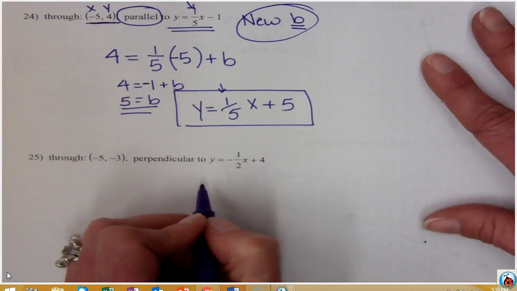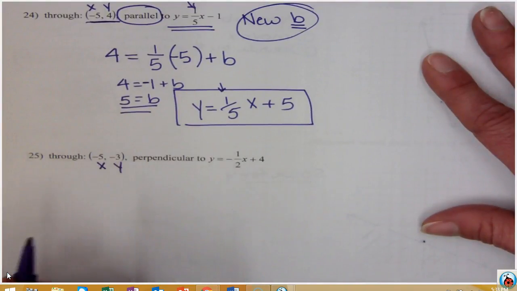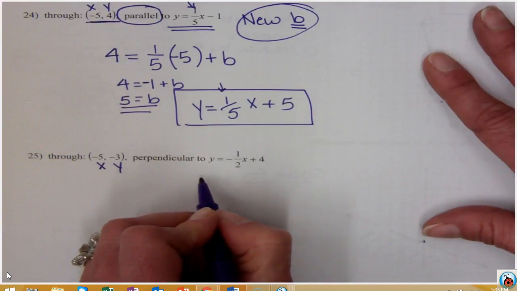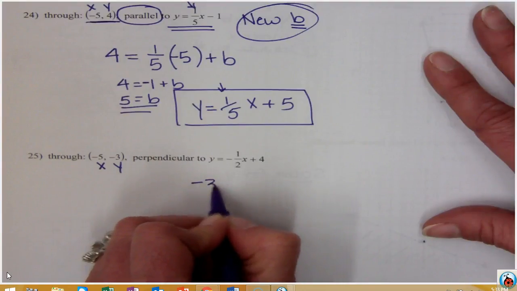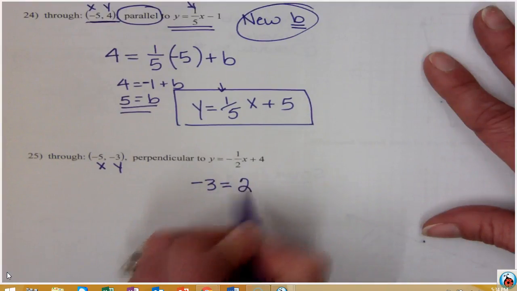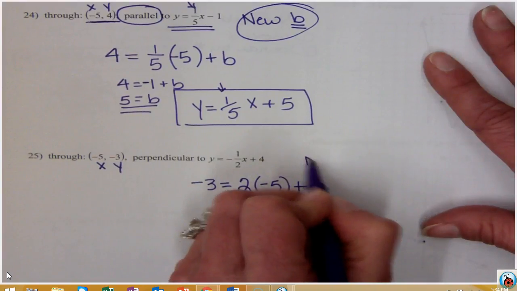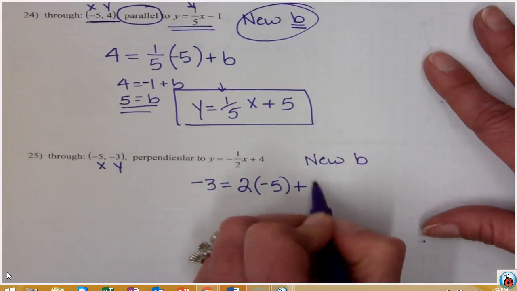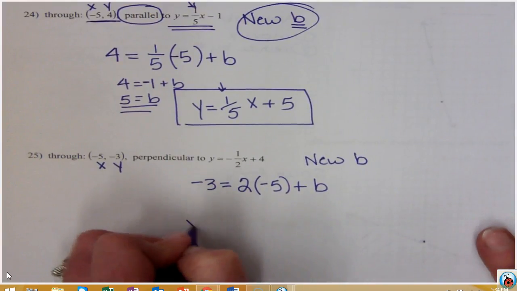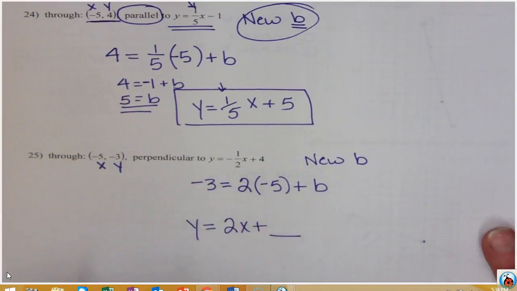Okay, same thing here. You're going to put in your x and your y, and you would get -3 equals. Your line is perpendicular, so it's the opposite reciprocal. So your new slope would be 2 times -5, and you're looking for a new y-intercept. Okay, so figure out what b is, and then put it into y equals 2x plus your new b. All right, good luck.